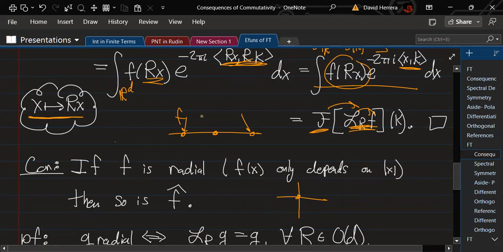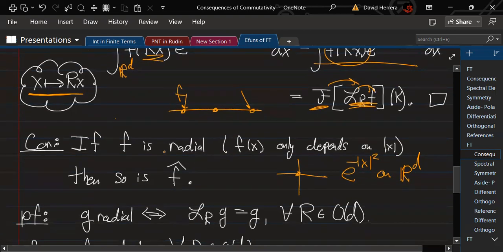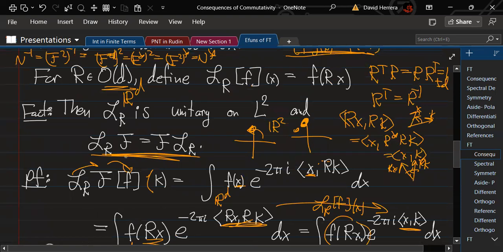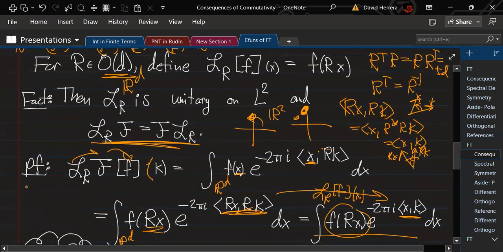So for instance, an even function on R, or some kind of function like this, or this function, which is kind of like Gaussian. Anyway, it is a Gaussian. That's a kind of higher dimensional space. So if f is radial, f only depends on the absolute value of x. We just explored that definition. Then so is its Fourier transform. That is the takeaway of this property here, as far as symmetries are concerned.